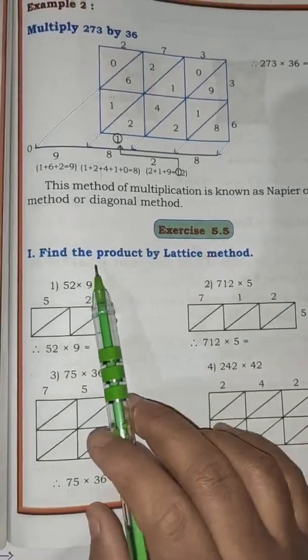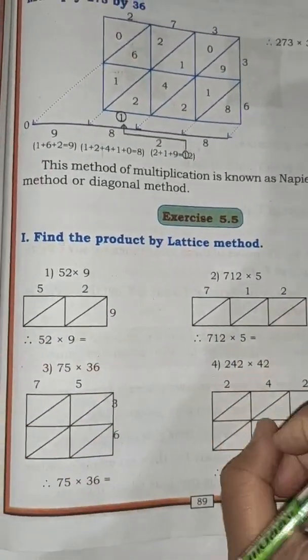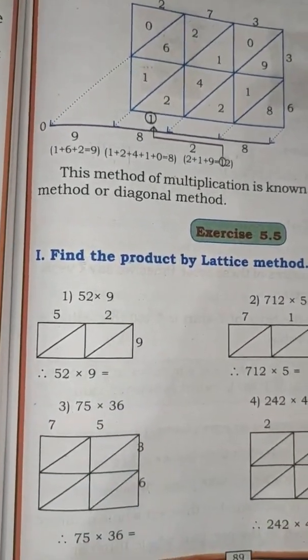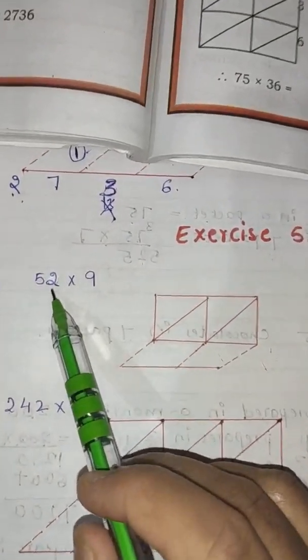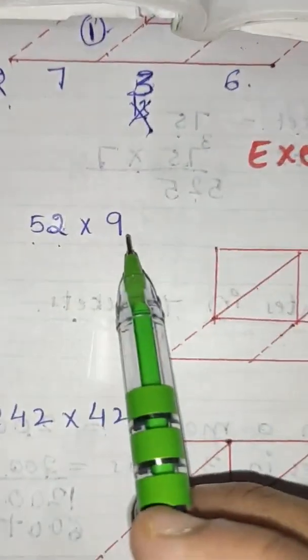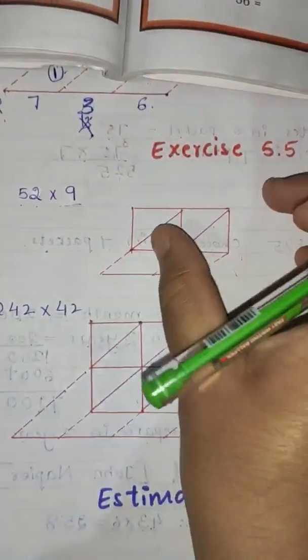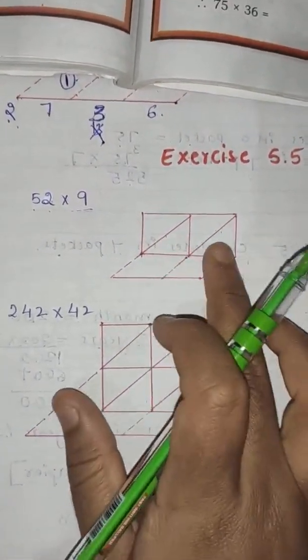Okay. Now come to page number 89. Exercise 5.5. Find the product by lattice method. So here are some examples. Let's solve it. First we'll take this 52 into 9. Here you can see the multiplicand is of 2 digits. So here we have drawn 2 boxes, whereas this multiplier is only of 1 digit. So horizontally it is only 1 row, whereas vertically it is 2 boxes here, right?